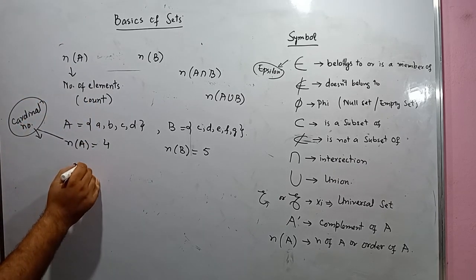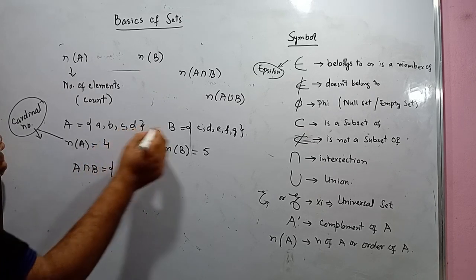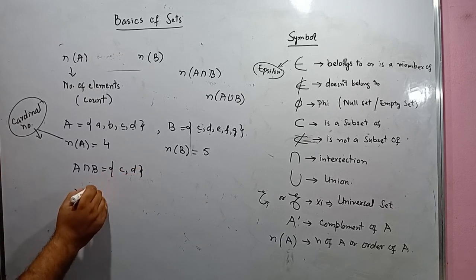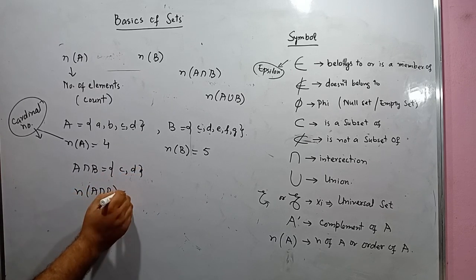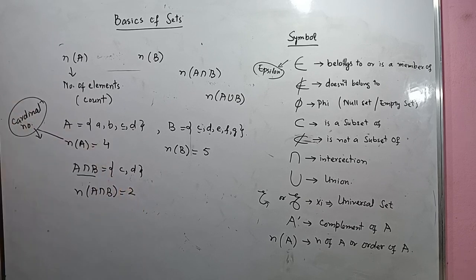Now I will find A intersection B. What is A intersection B? Common elements are C, D. So I will write C, D. So what is N of A intersection B? This is the set. How many elements are there? 2. So I will write here the 2.